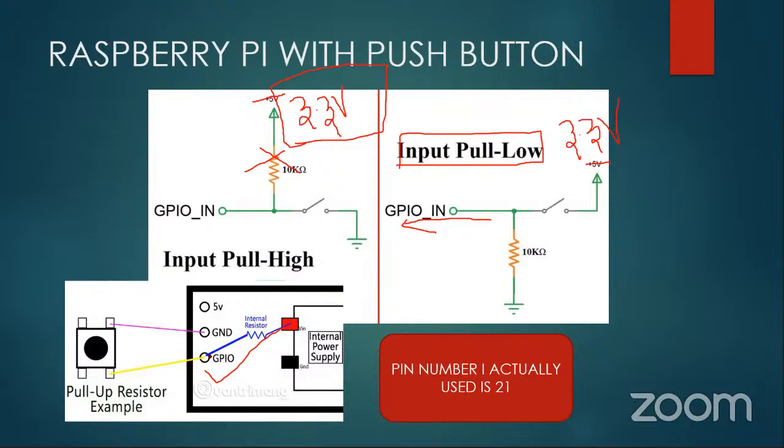So what I can do is connect one part of the GPIO pin to one end of the push button, and the other end of the push button to the ground. The actual pin number I have used is 21. Let's see how it goes.